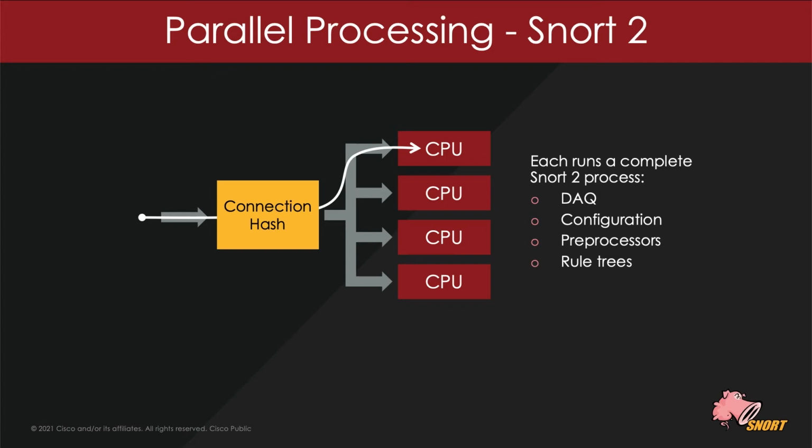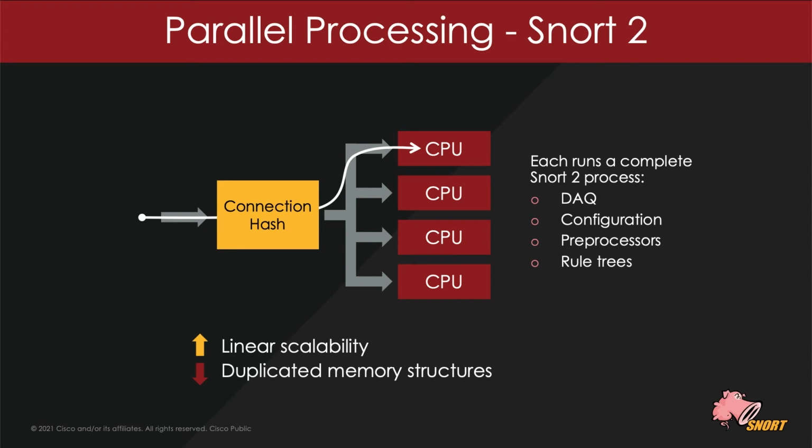When we do this, though, remember each one being single threaded is kind of an island to itself. It doesn't know about the other Snort processes running. So each one has its own DAQ, its own configuration, its own preprocessors, its own rule tree. Those same configurations get loaded over and over again. For every Snort CPU, you're going to load the same configuration, the same preprocessors, rule trees, etc.